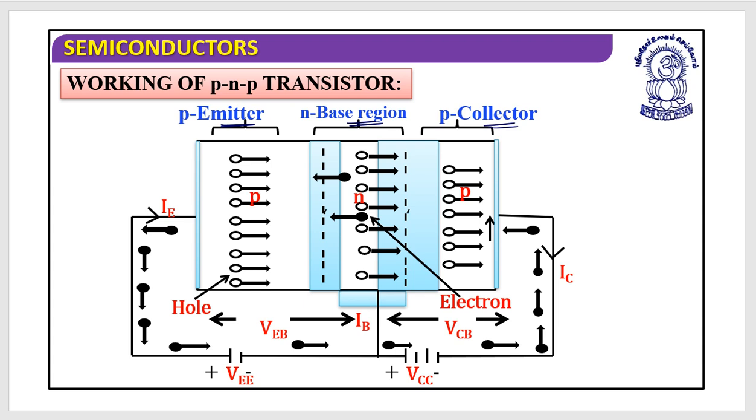As you can see, one battery has been connected over here and the other battery over here. This battery is known as VEE, and this is what we know as VCC, and a certain current is flowing through this. That current is IE, the emitter current. Here the current is IB, the base current. And here it's IC, which we call the collector current. So let's see how this will work.